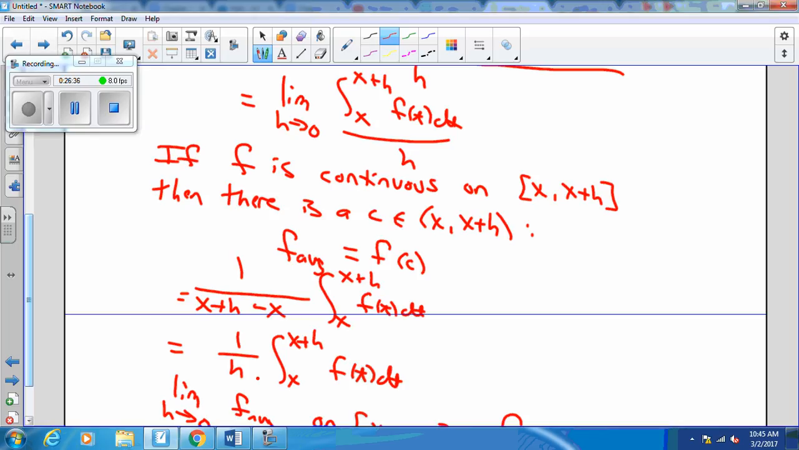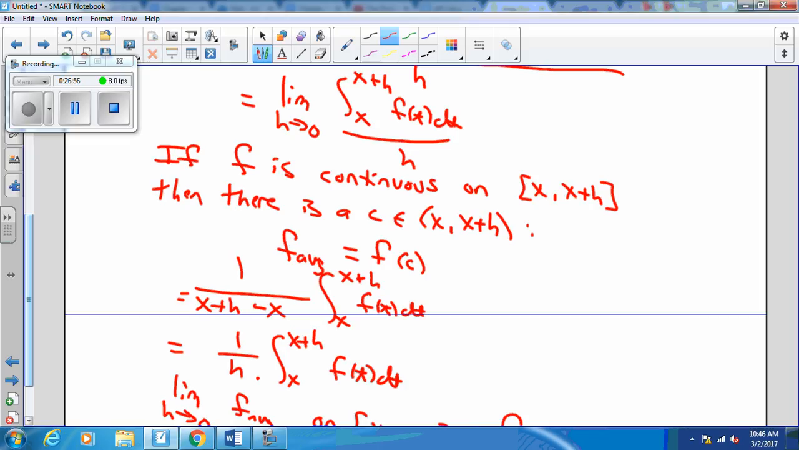And if I am taking a rectangle, an interval of width 0, and I'm shrinking that interval down to a width of 0, then the average value of that interval has only one choice. It's got to be f of x. Do you see that?